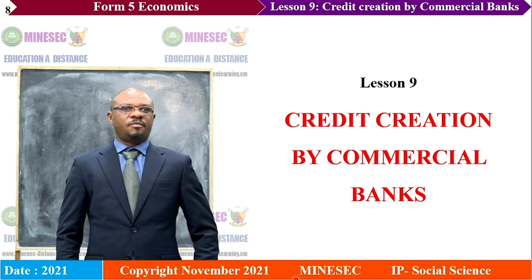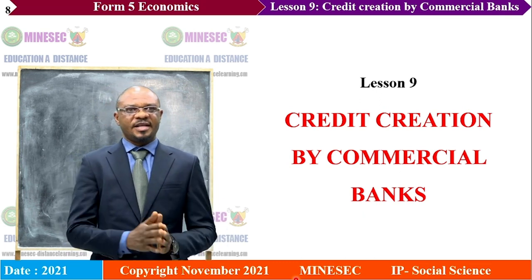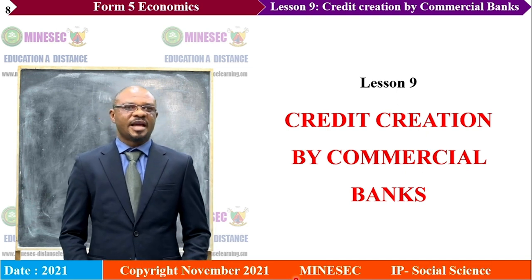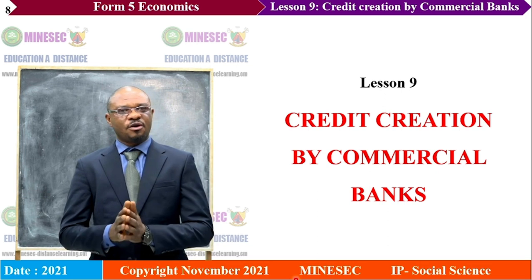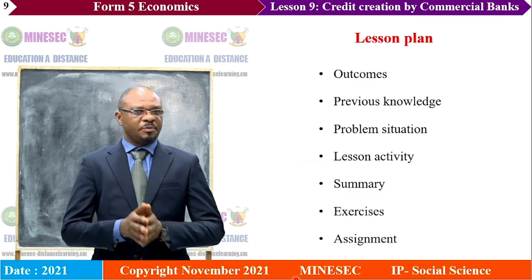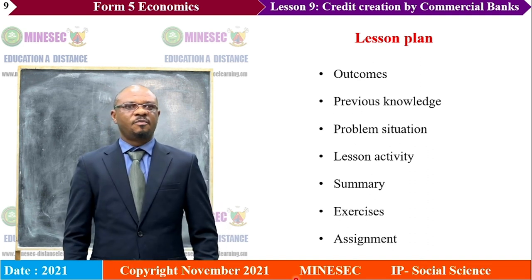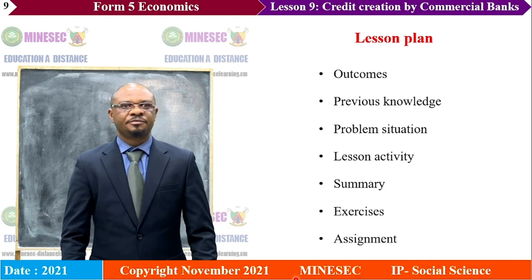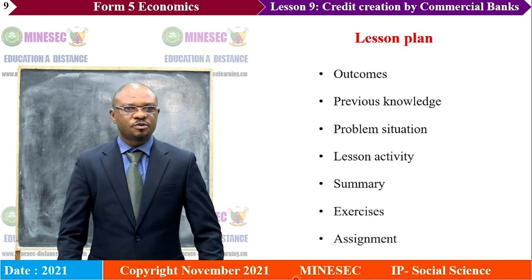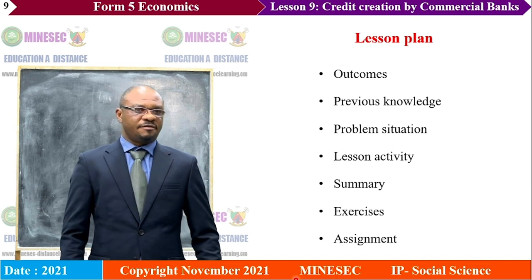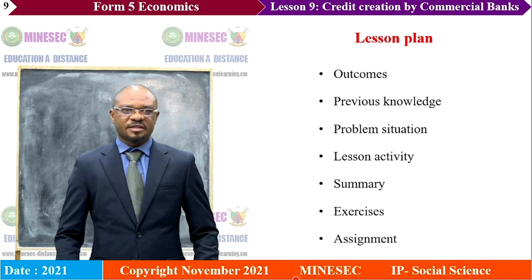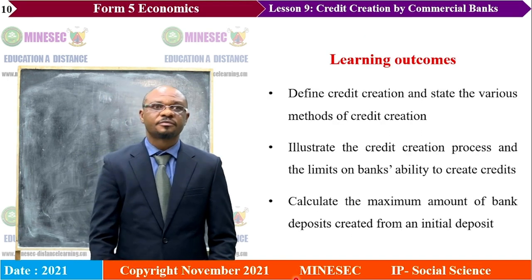So the title for our lesson 9 is Credit Creation by Commercial Banks. This lesson will be presented according to the following plan. First, we'll look at the expected outcome. That will be followed by previous knowledge, the problem situation, the lesson itself as lesson activity, and then we'll look at the summary of the lesson. You have some exercises and then an assignment.